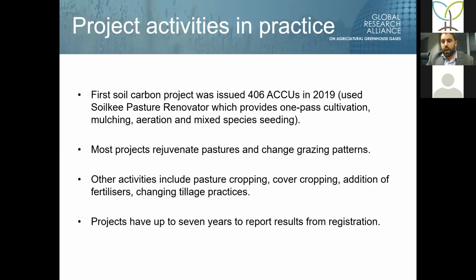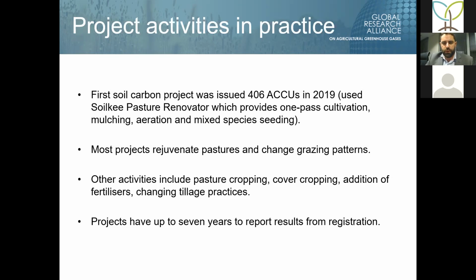We're looking at our project register. Most projects cite the rejuvenation of pastures and changing grazing patterns as their project activity. Others include other activities, cover cropping, addition of fertilizers, and changing tillage practices. So, for example, moving from intensive tillage to minimum tillage.